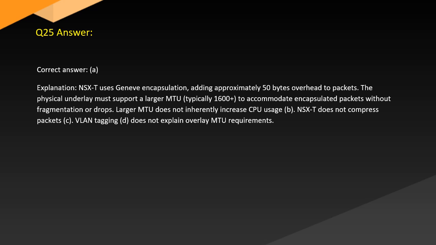Answer. Correct answer: A. Explanation: NSX-T uses encapsulation, adding approximately 50 bytes of overhead to packets. The physical underlay must support a larger MTU, typically 1600 plus, to accommodate encapsulated packets without fragmentation or drops. B. A larger MTU does not inherently increase CPU usage. C. NSX-T does not compress packets. D. VLAN tagging does not explain overlay MTU requirements.